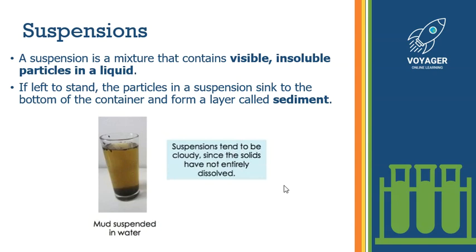Now, suspensions tend to be cloudy since there are some solids or solutes that have not entirely dissolved. So some of them will dissolve. That's why you've got this cloudy brown liquid in the middle. Some of them are light enough that they'll float to the top, and some are heavy enough that they'll sink to the bottom. So that is an example of a suspension.